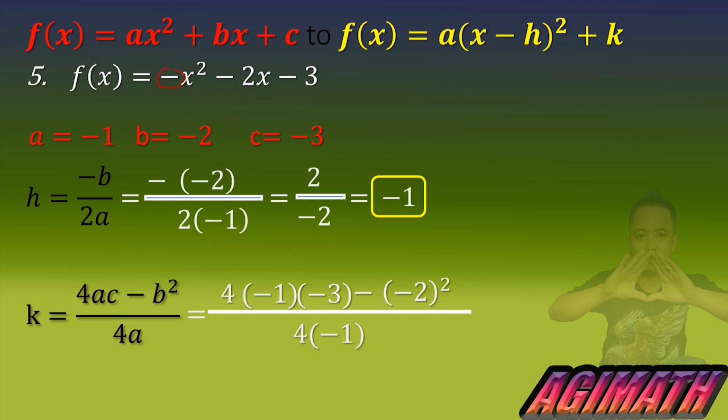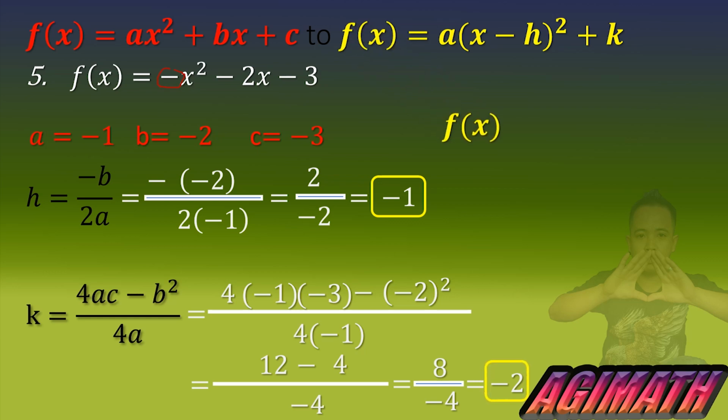In the denominator, we have 4 times negative 1. 4 times negative 1 times negative 3, we have 2 negatives, so that will become positive, right? So 4 times negative 1 is negative 4, times negative 3 is positive 12, minus negative 2 squared, which is equal to 4. And on the denominator, we have 4 times negative 1, which is negative 4. Simplifying further, 12 minus 4 is equal to 8 over negative 4. And finally, we have k is equal to negative 2. Magic rectangle.